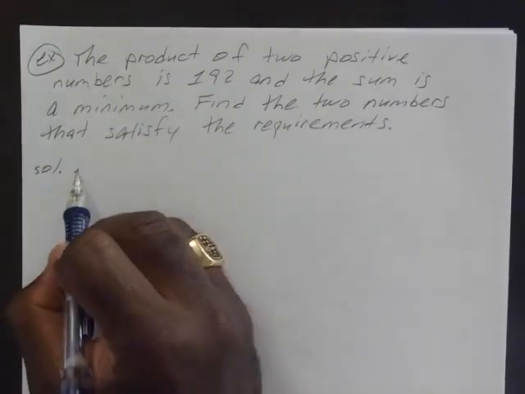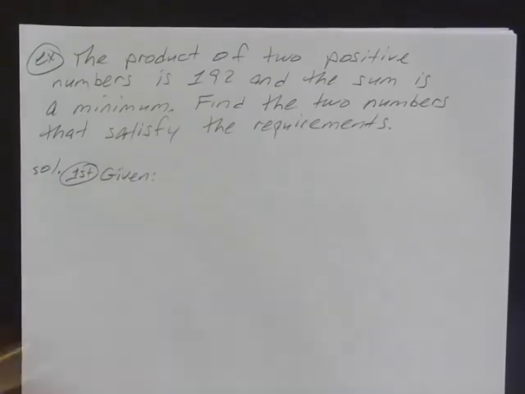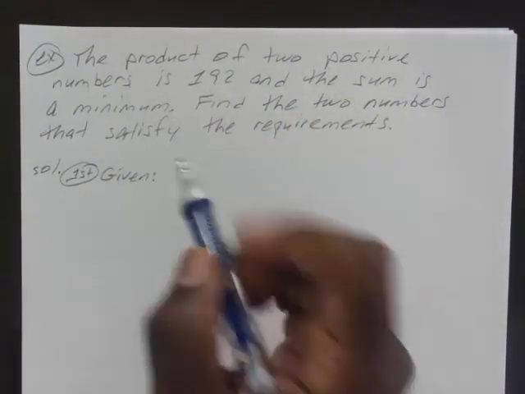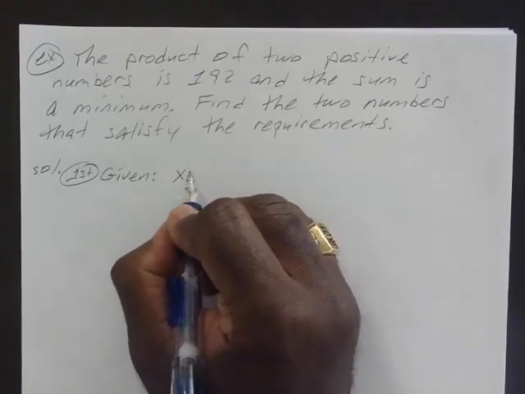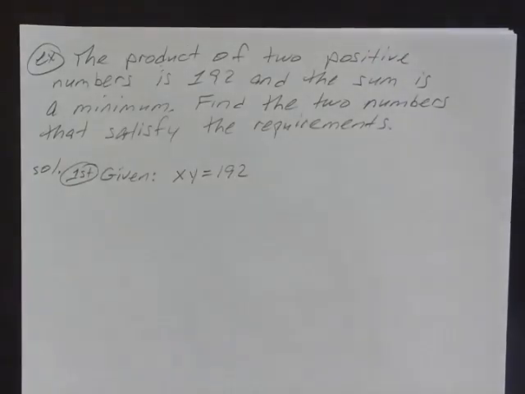Okay, so let's look at the first step. We're going to identify what's given to us. Okay, so we have the product of two positive numbers is 192. So what's given is x times some number y equals 192. Okay, so they gave us the sum as a minimum, but they didn't give us really a value. So we can't say that was given to us because there's no value to it.